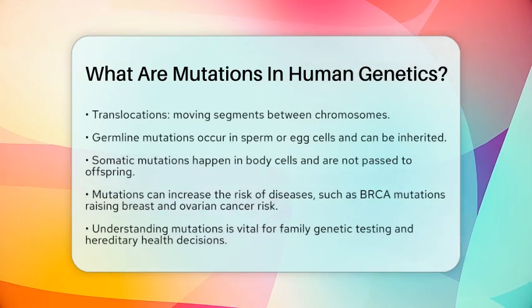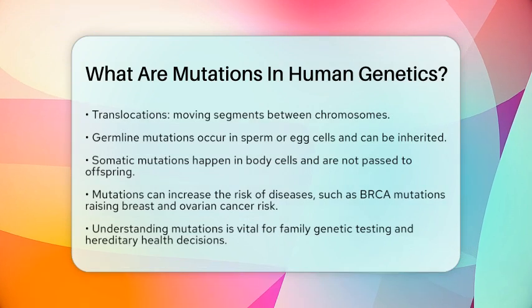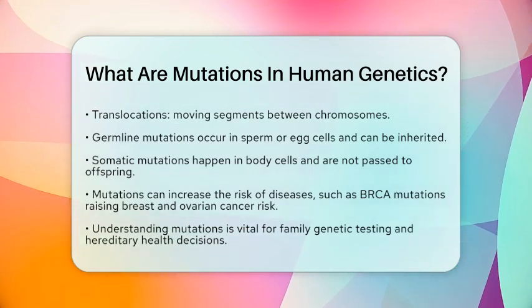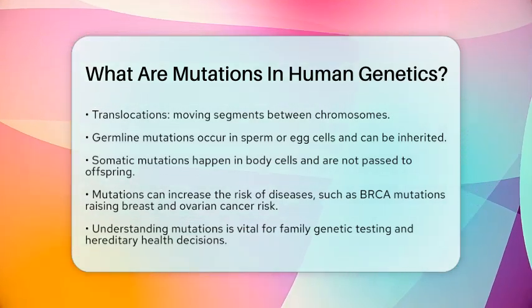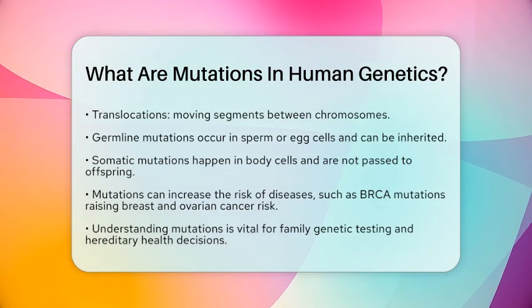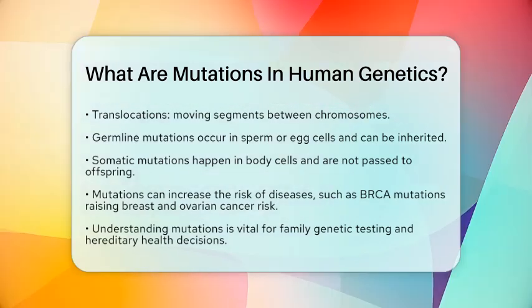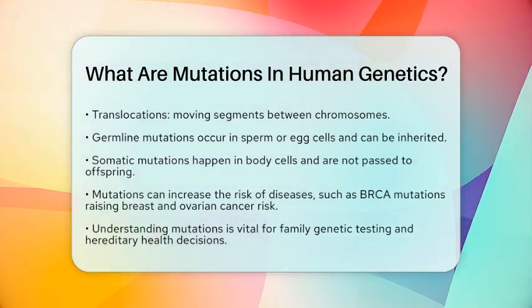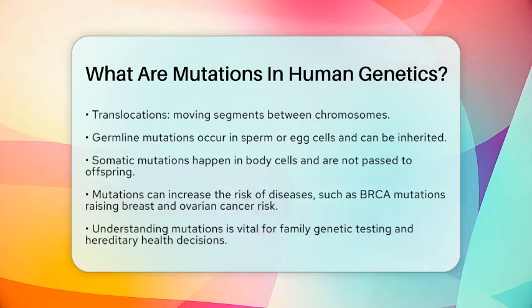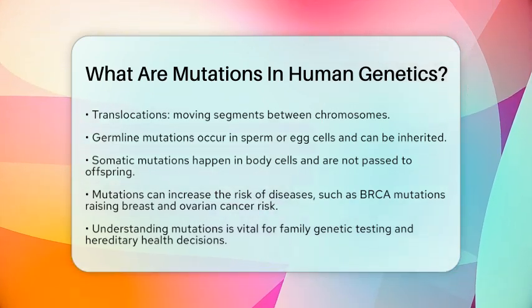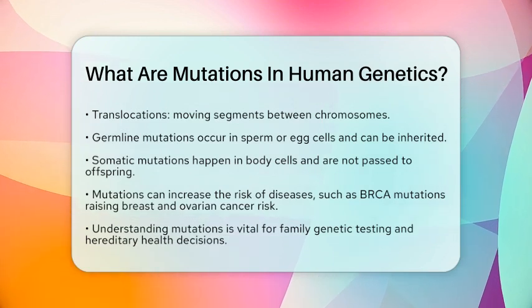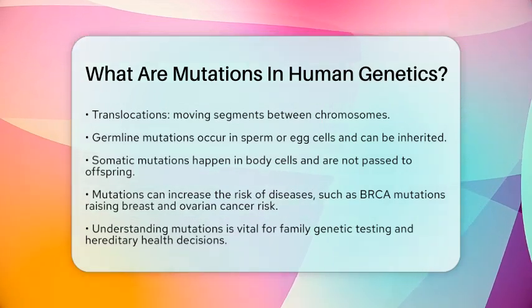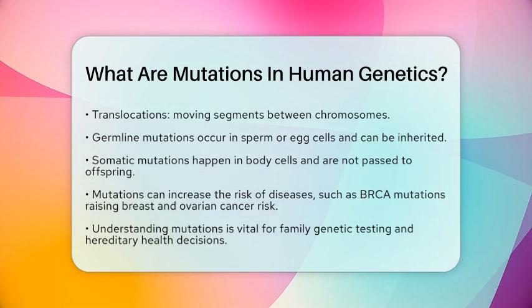Understanding mutations is essential in the context of family genetic testing and hereditary health. Testing can identify inherited mutations that increase the risk of certain diseases. For example, mutations in the BRCA genes can raise the risk of breast and ovarian cancer. Identifying these mutations can guide preventive care and help families make informed health decisions.